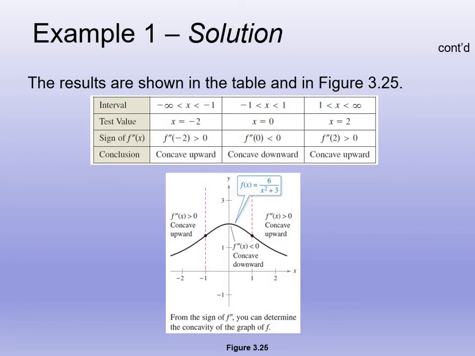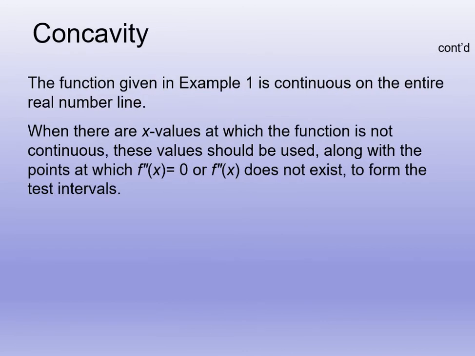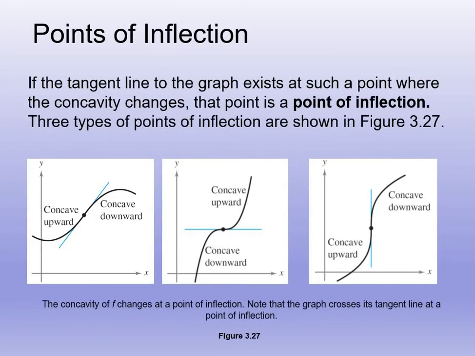So if we take a look here at the graph of the original function, remember the original function is f of x equals 6 divided by x squared plus 3. And we can take a look at the concavity of the function here based on the intervals that we've calculated because of where the second derivative is 0. And we can see where the original graph is concave up, concave down, and concave up again.